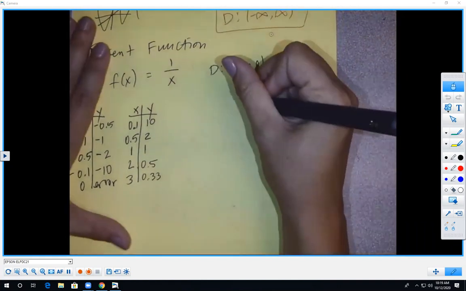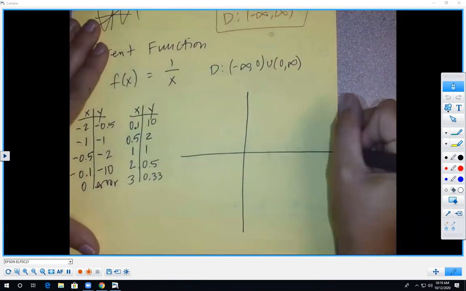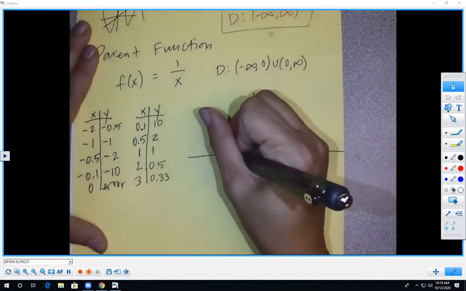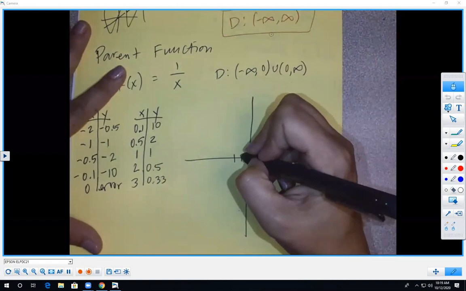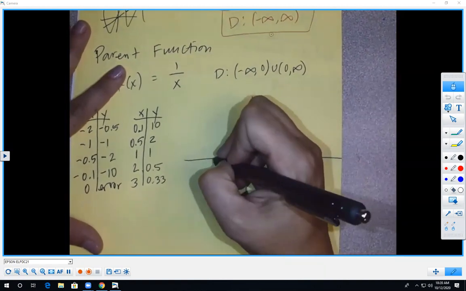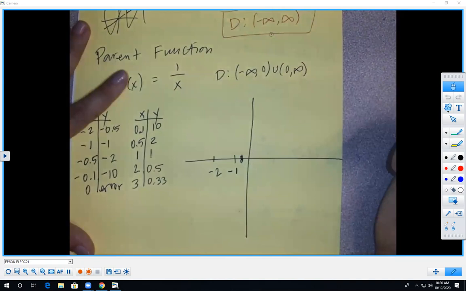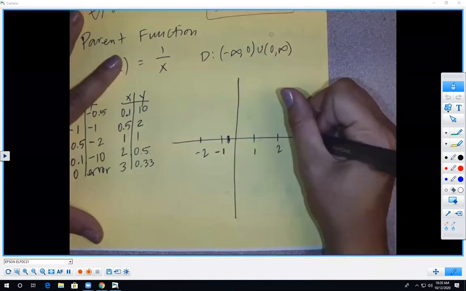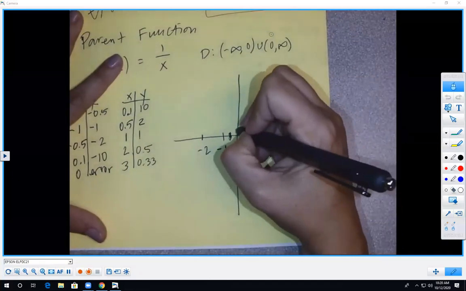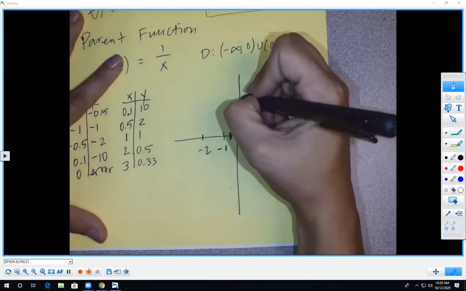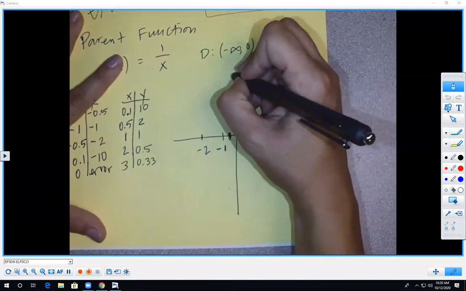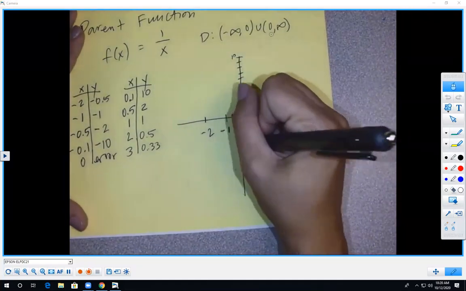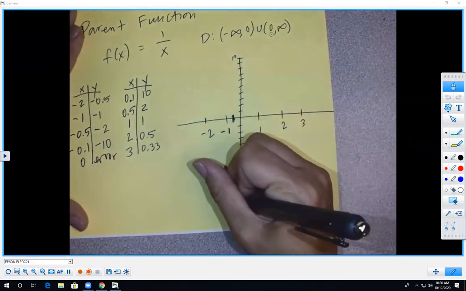Okay, so let's graph these on a graph. We're going to say this is -1. This is -2. Positive 1, positive 2. I went to positive 3. And then 1, 2, 3, 4, 5, 6, 7, 8, 9, 10.